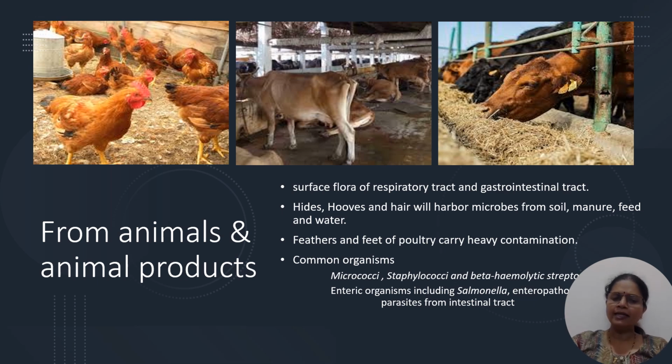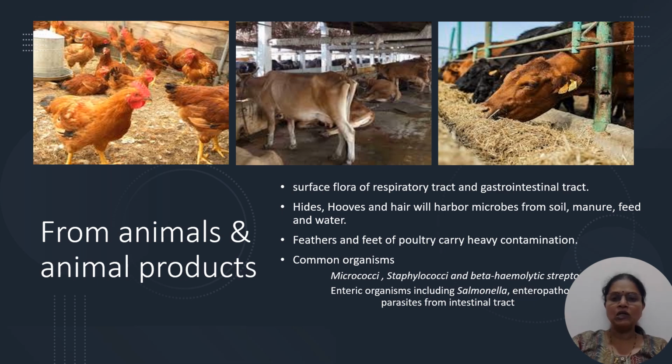The next important source of contamination is animal and animal products. Now when I say animal products, it could be the flesh of the animal, or it could be products like egg or milk that we get from the animals. Now animals, again like plants, have a natural microflora on their surfaces.